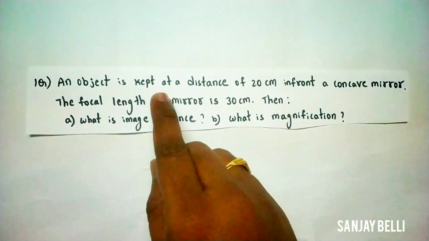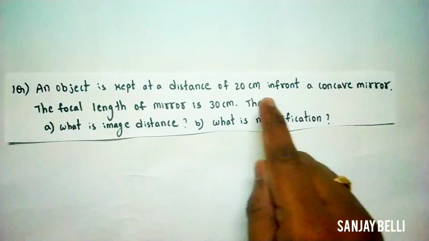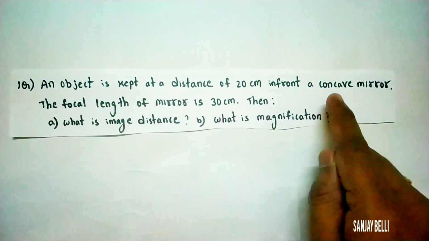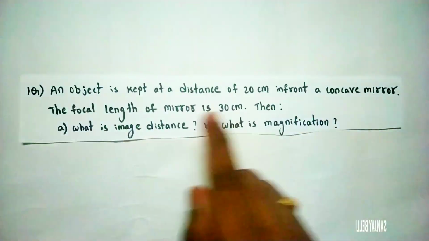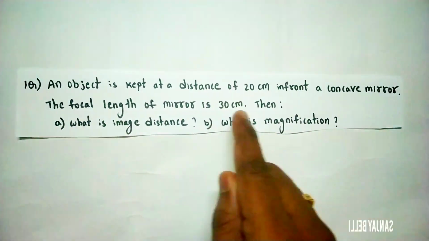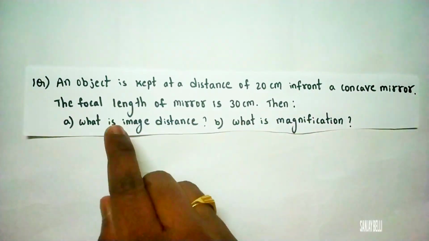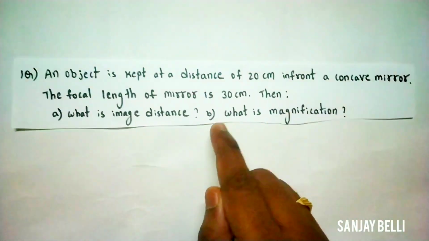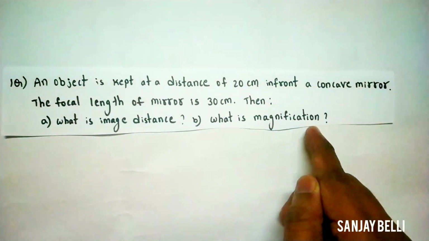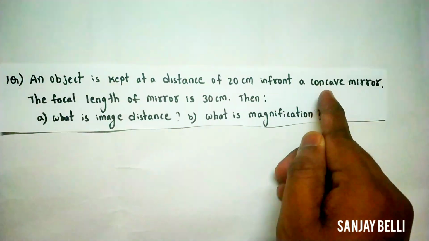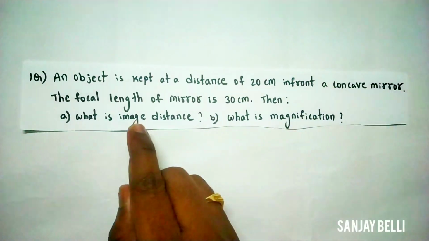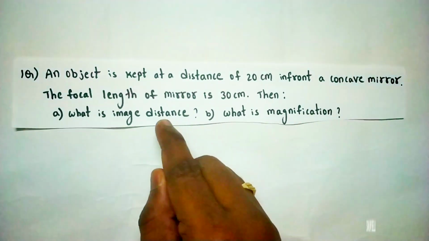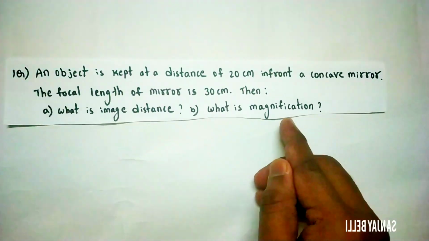An object is kept at a distance of 20 centimeters in front of a concave mirror. The focal length of the mirror is 30 centimeters. Then what is image distance and what is magnification? So in this concave mirror problem we have to find the image distance and its magnification.